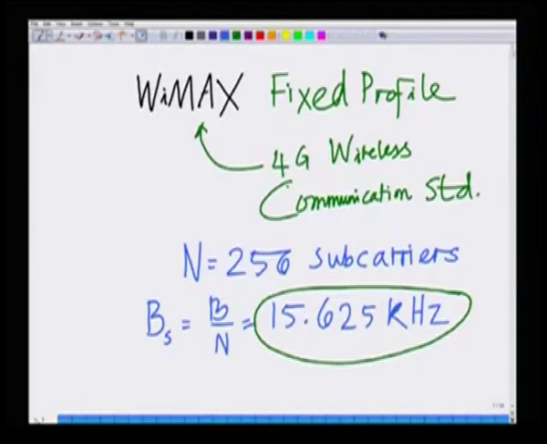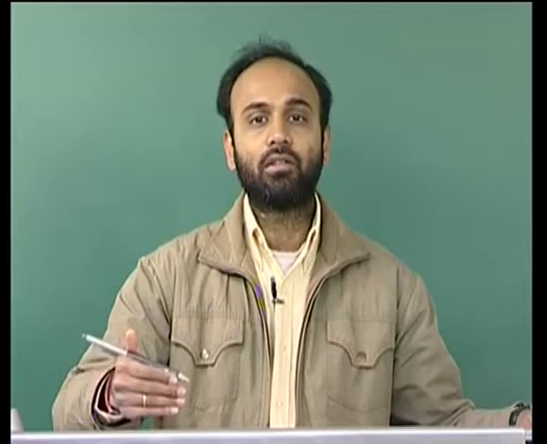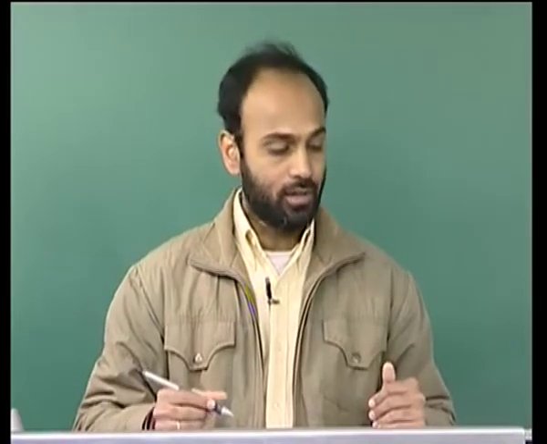In the last lecture we had seen an example of a WiMAX fixed profile 4G communication system. We said the fixed profile of WiMAX has N equals 256 subcarriers and the bandwidth per subcarrier is B by N, which is 15.625 kilohertz. That we saw is much less than the coherence bandwidth, which is roughly around 300 kilohertz. Thereby, as is typical of OFDM, it converts a wideband communication channel into a set of parallel narrowband flat fading channels.